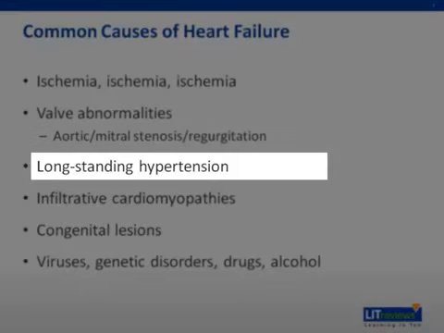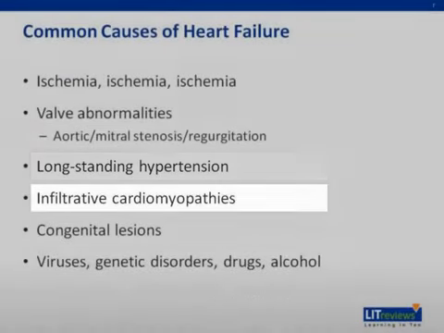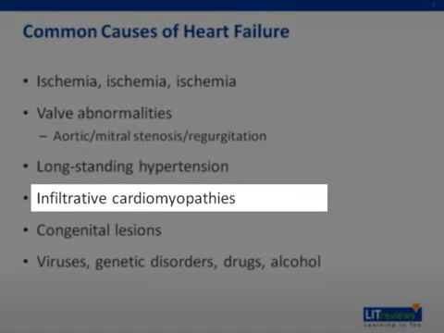Patients with chronic, uncontrolled hypertension will often develop thickened or hypertrophied heart muscle, which makes the heart stiff so it cannot fill with blood as easily. Think of a bodybuilder whose muscles get big because they lift heavy weights. That's how the heart reacts to long-standing hypertension. Infiltrative processes such as amyloidosis, sarcoidosis, and hemochromatosis can also impair the myocardium's ability to both relax and squeeze.